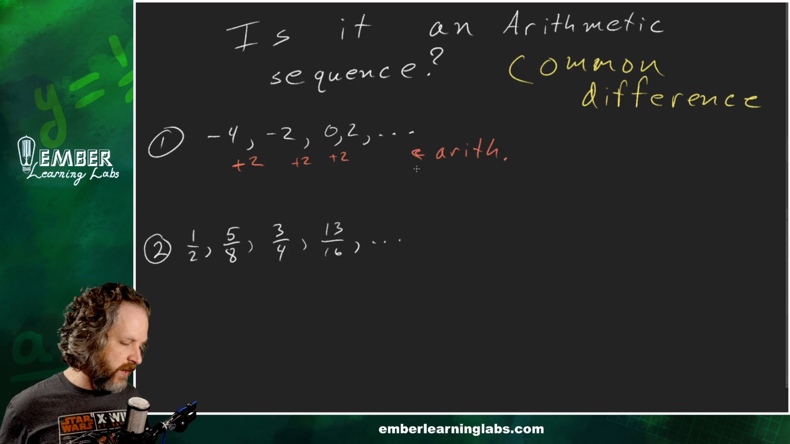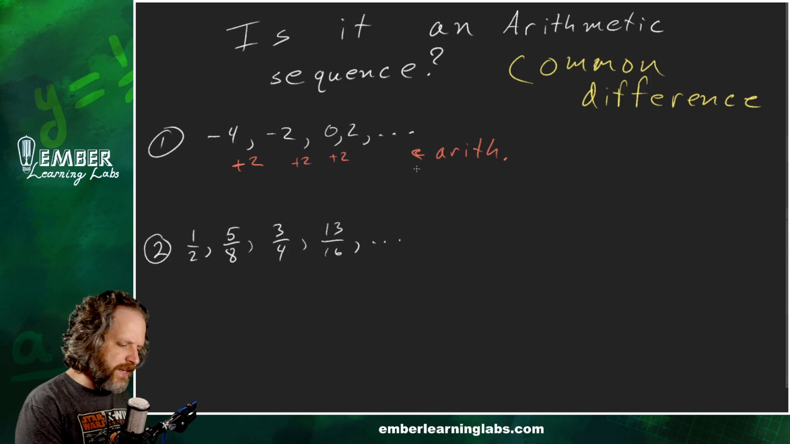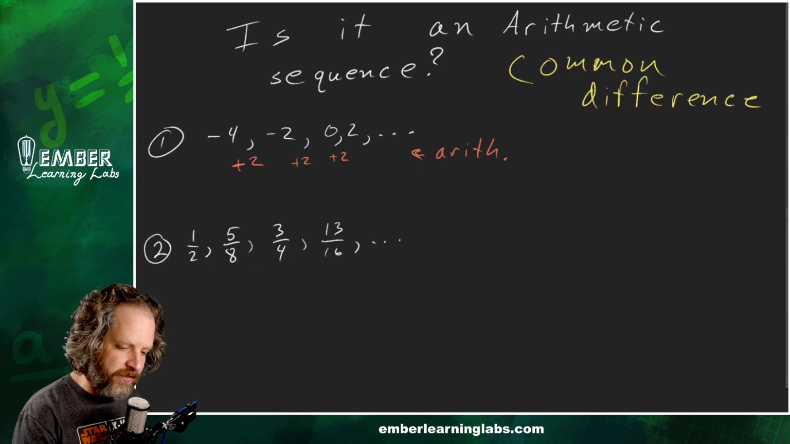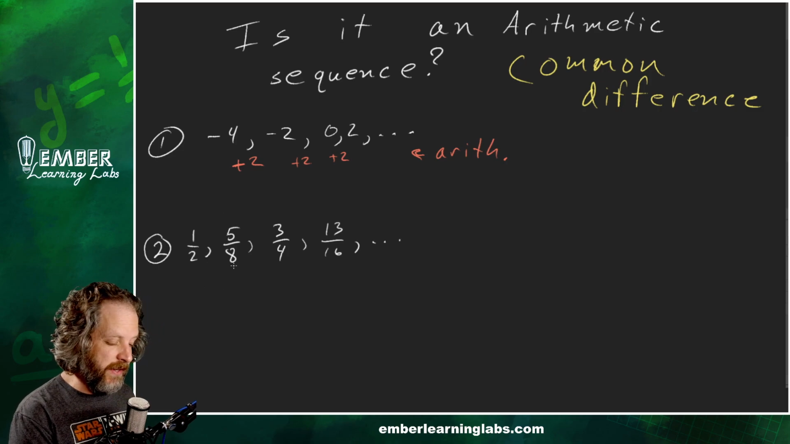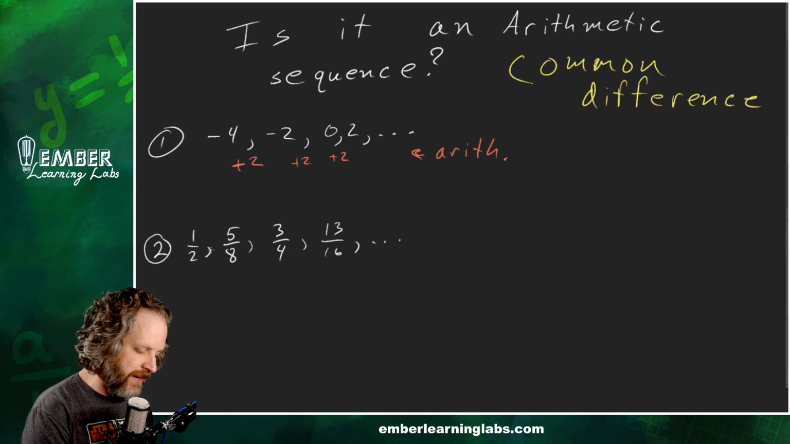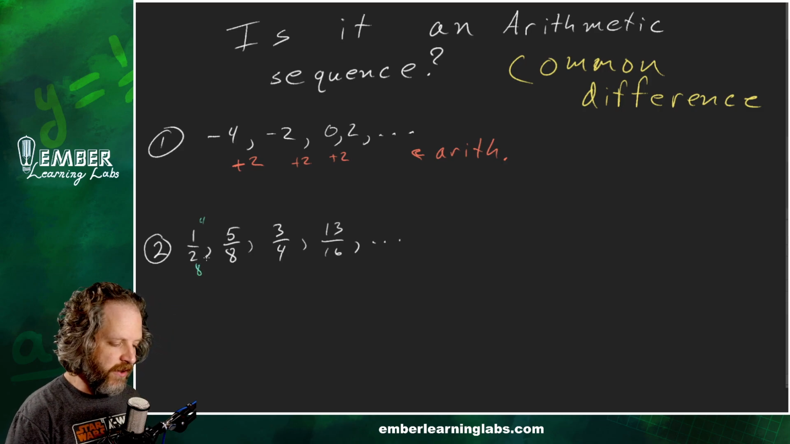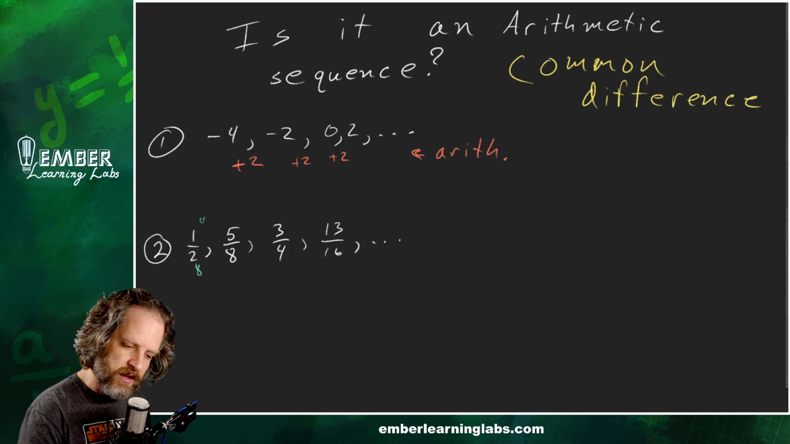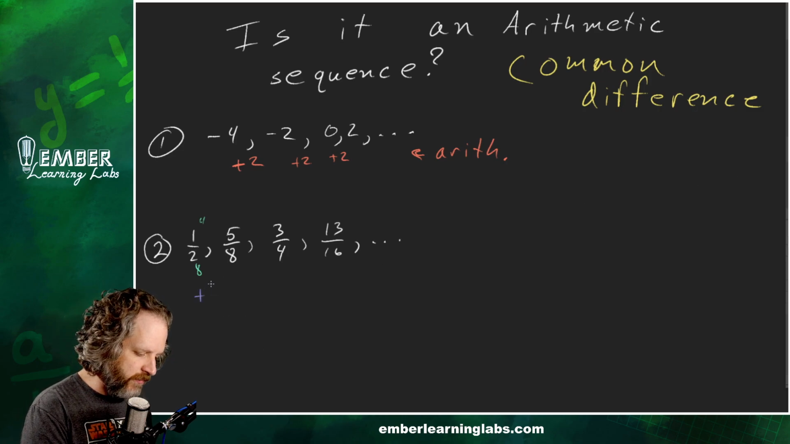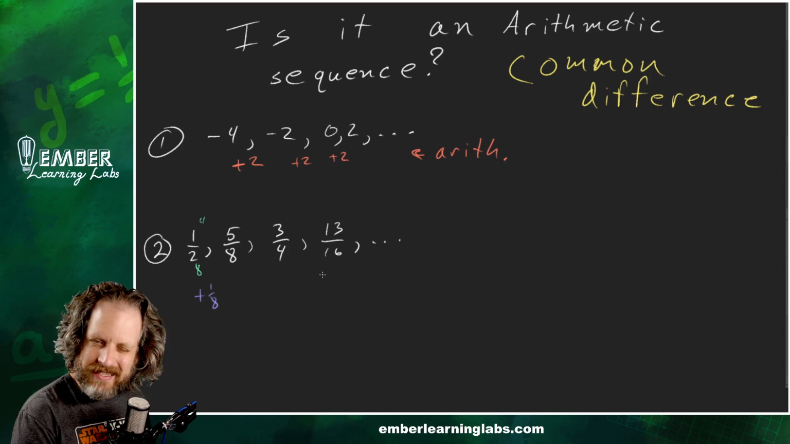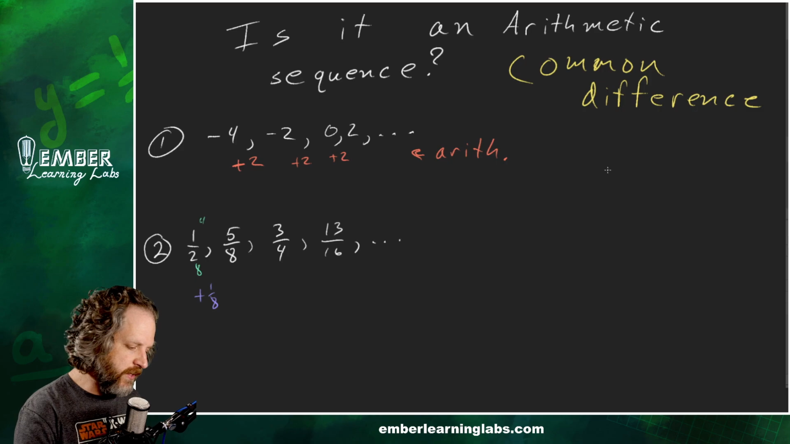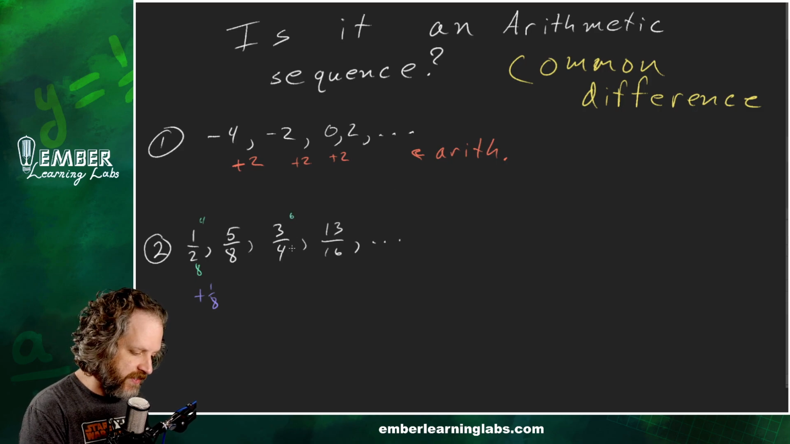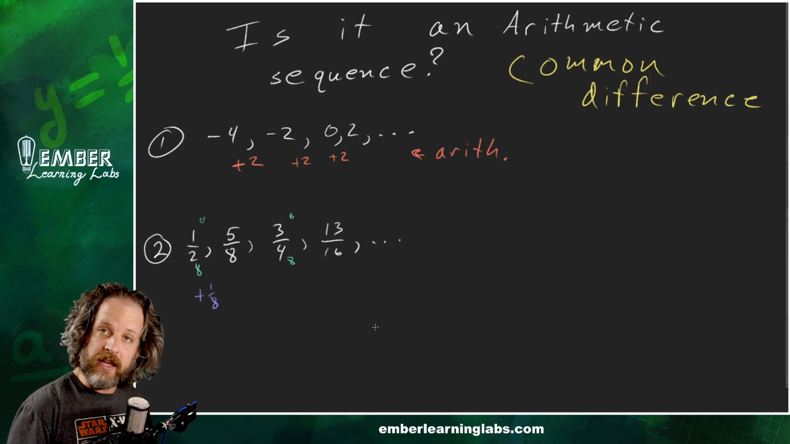Let's take a look at this one. So to get from 1/2 to 5/8, what do we got to do? Well, we got to think about that in eighths. So this would be 4/8, right? So to get from 1/2 to 5/8, we would add 1/8. To get from 5/8 to 3/4, again, we got to get this into eighths. So this would be 6/8.